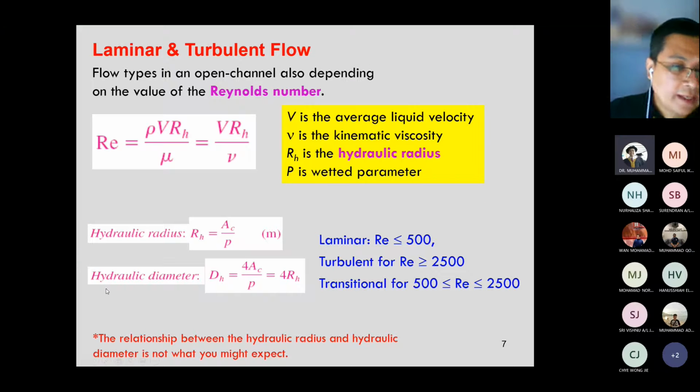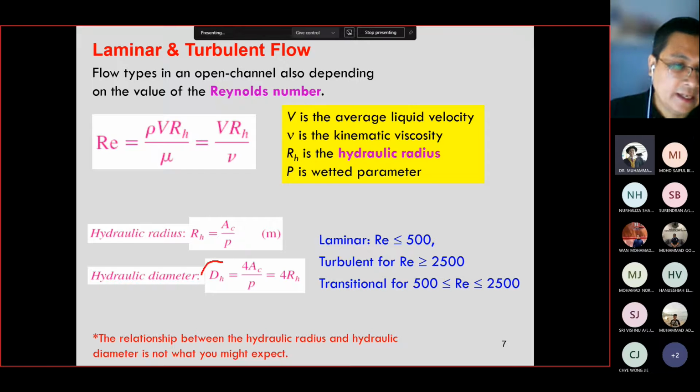And then in the hydraulic diameter, so we can measure. Okay, last time in the closed channel, we also determined the hydraulic diameter. So it also depends on the shape, correct? The shape of the piping condition.